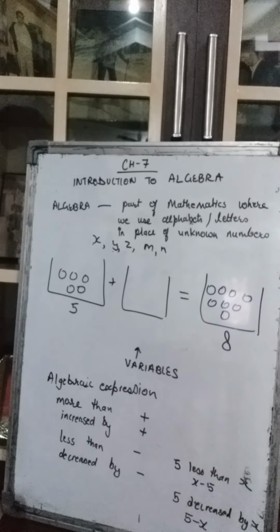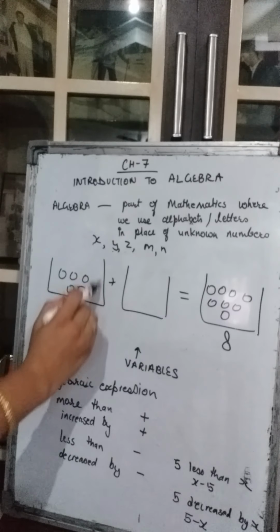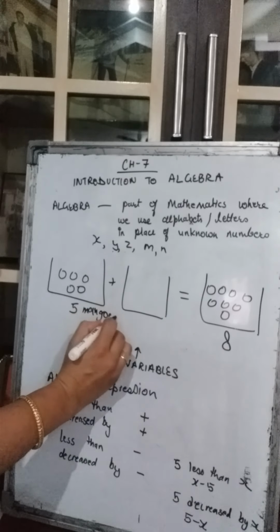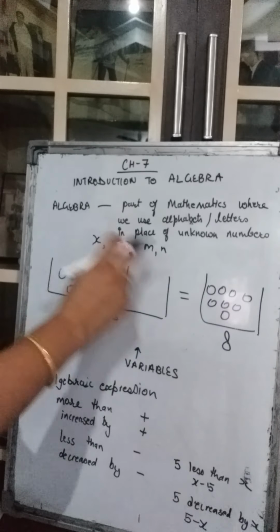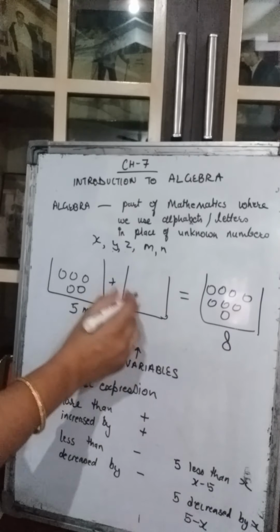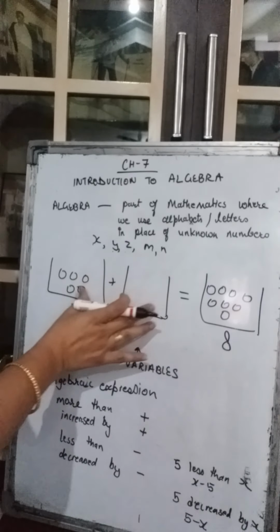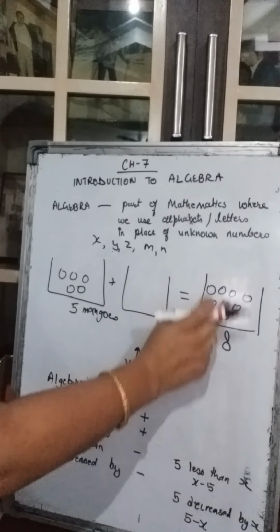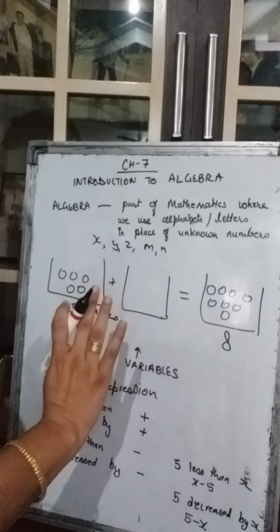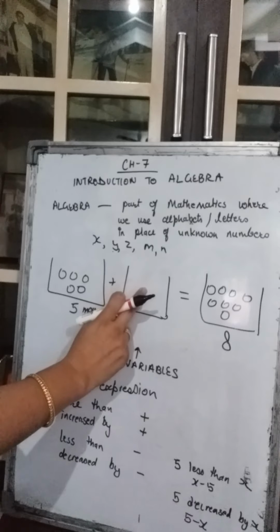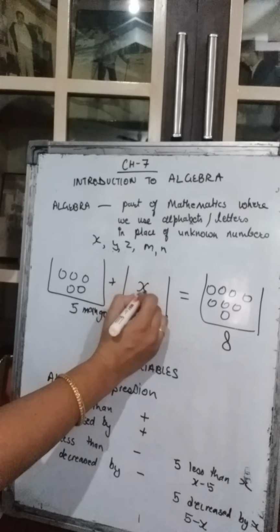I'll give you an example. Suppose in a basket we have 5 mangoes. Then in another basket we had certain mangoes. We do not know how many they were. But when we added both of them, they became 8. So we do not know how many mangoes were here, so we can consider these mangoes to be x.